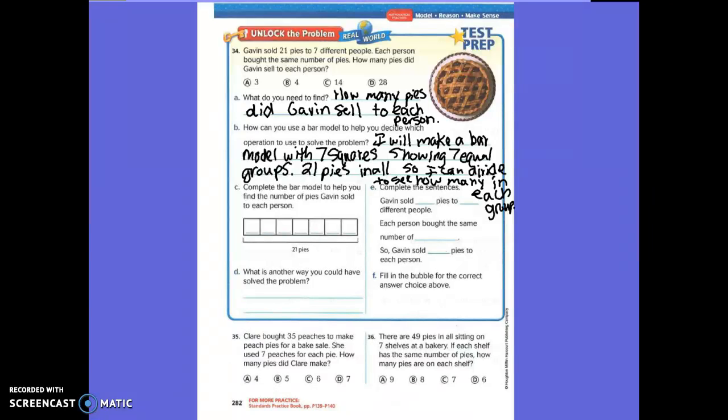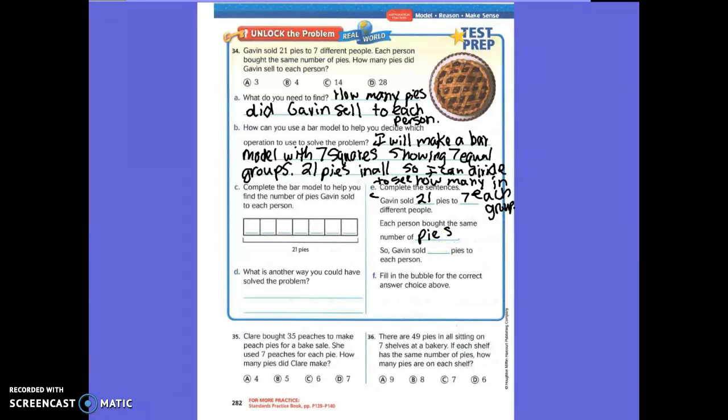Okay, we'll start on E and work our way over to C and D also. Oh, I think we're supposed to be on C next, actually, technically. Yeah, but we'll figure it out. Okay, complete the sentence. Gavin sold blank pies. How many pies? 21. 21 to how many different people? 7. Each person bought the same number of pies.